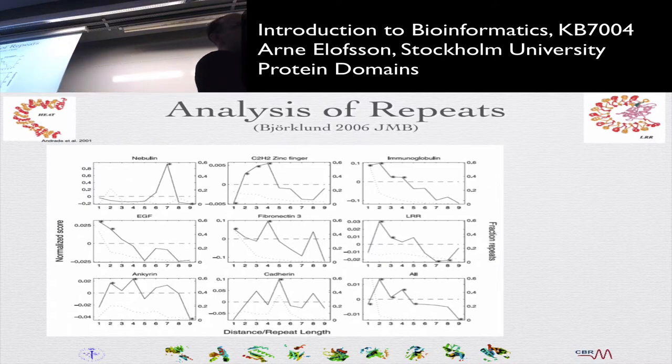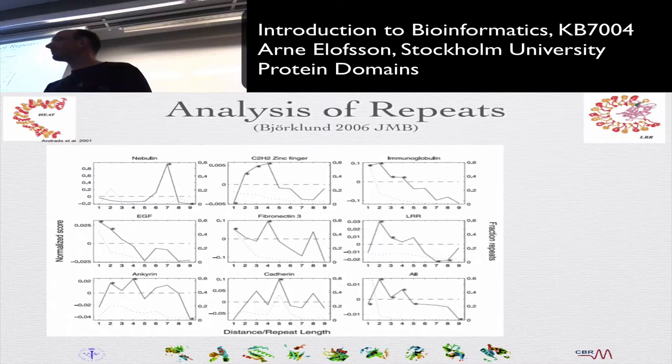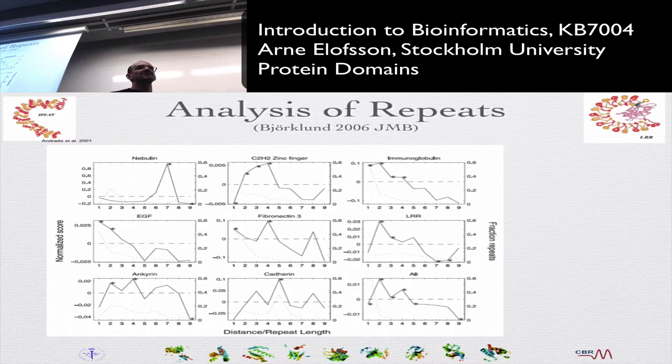Yes? Does it mean, for example, in the case of the zinc finger 2, 3, 4, that we have a two duplication, a three duplication, and a four duplication? Yeah, in some cases two, some three. This is the average of hundreds of proteins. Okay, so this is just the average.